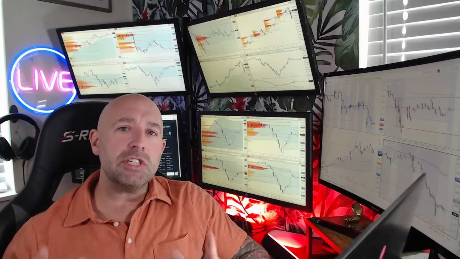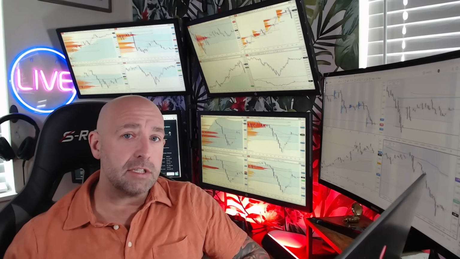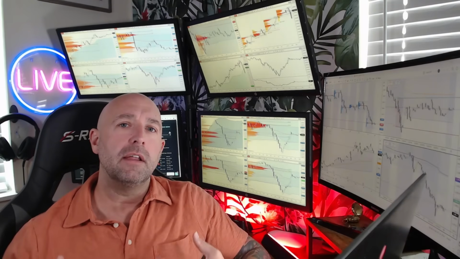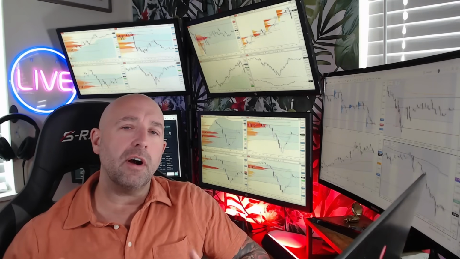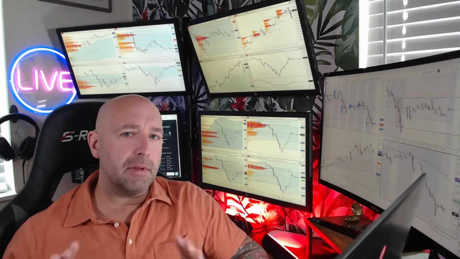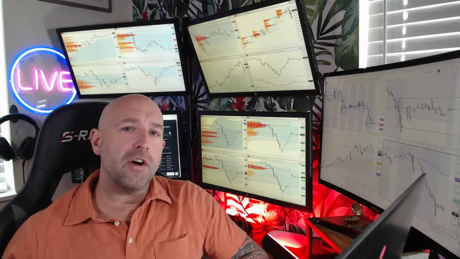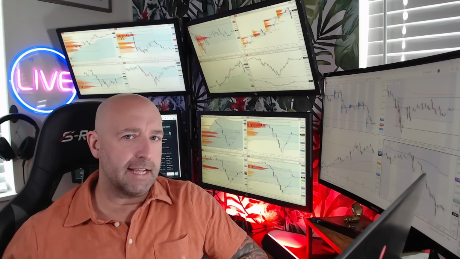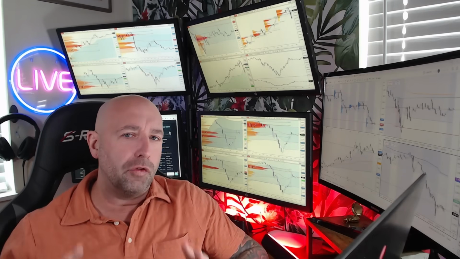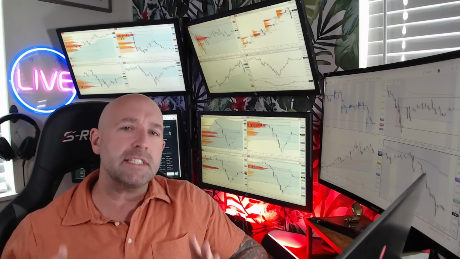So I created a cheat sheet that's available in my free Discord for you to be able to look up the initial balance time for whatever currency pair you're trading. The same logic applies. No matter what market you trade, that first opening hour defines the landscape. And once you understand how to read that landscape, you're going to stop guessing.